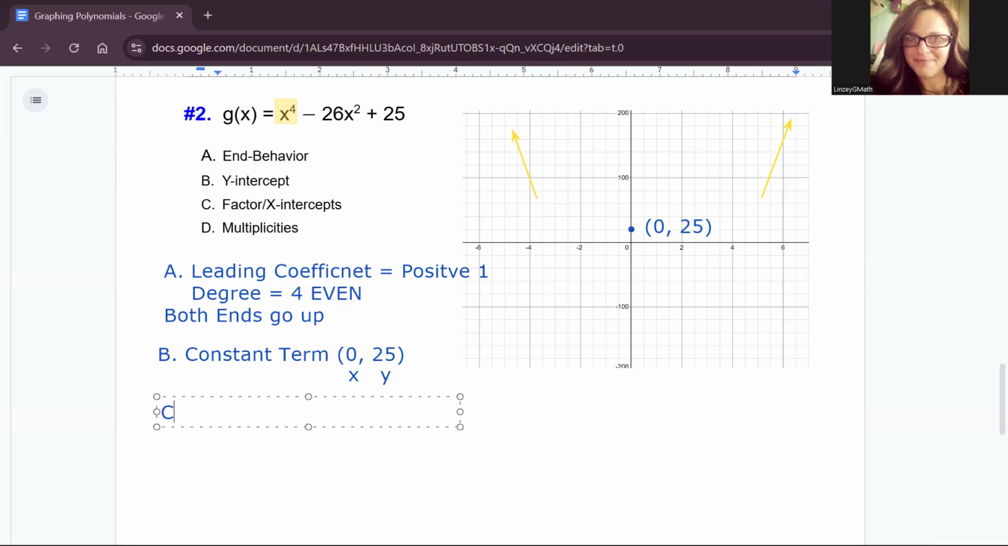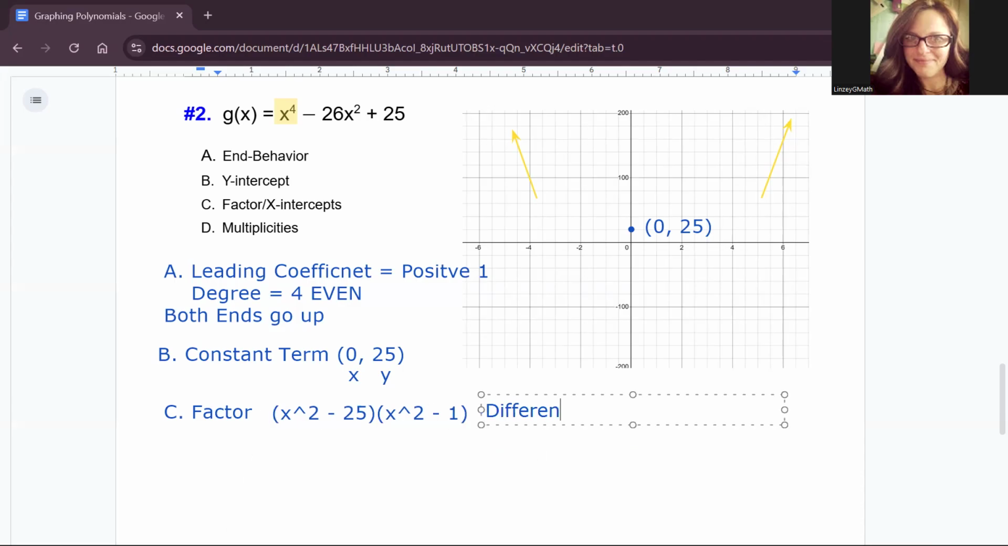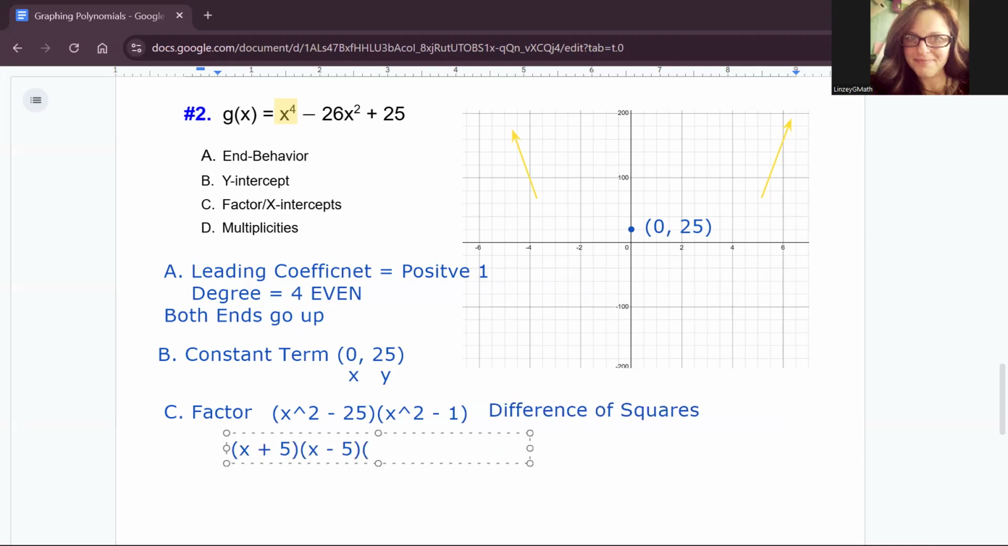And we'll factor. You could use the rational root theorem, remainder theorem. However, I do notice that we could do x squared minus 25 and x squared minus 1. Now we can continue factoring. These are a difference of squares. And x squared minus 25 factors to x plus 5, x minus 5, and x squared minus 1 factors to x plus 1, x minus 1. So here is our factored form.